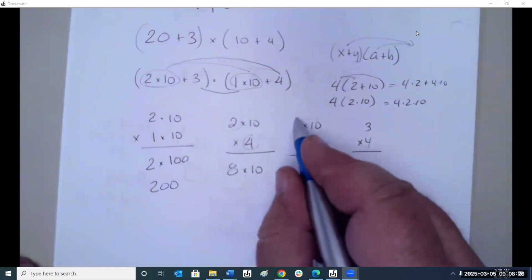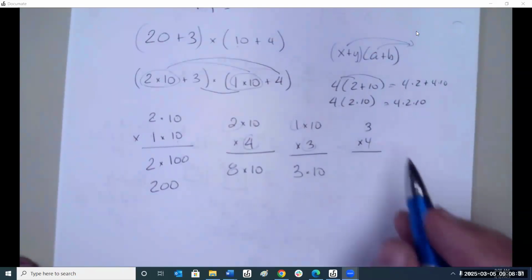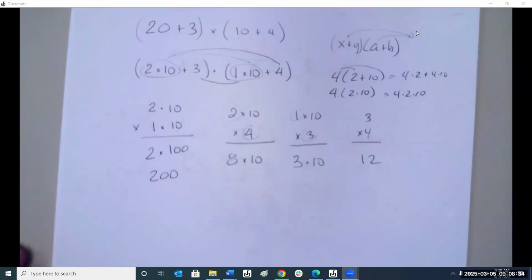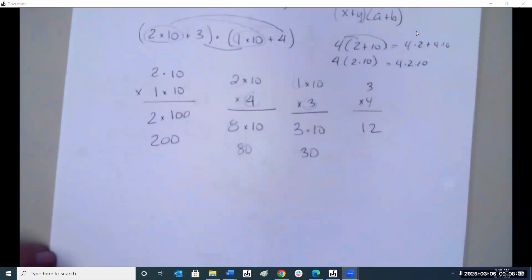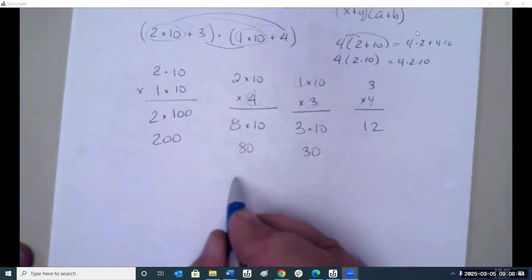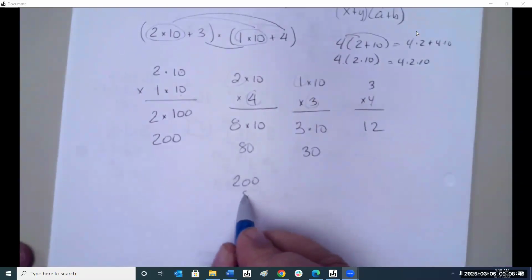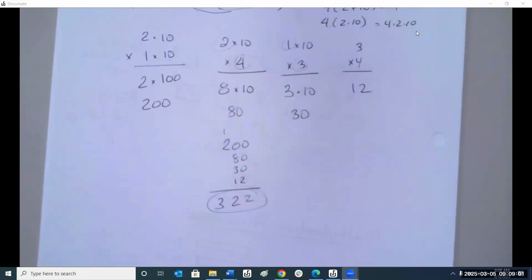Same thing here. 3 times 1 is 3 times 10. Then 4 times 3 is 12. So this is 80. This is 30. Then what do we do with these 4 numbers? Then we add them. 8, 9, 10, 11, 12. Carry the 1. 322.